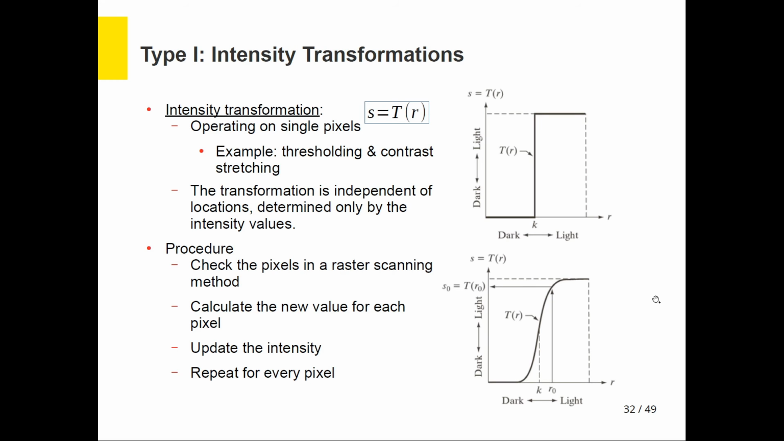You will see later on how we can define different contrast stretching functions. So these functions are independent of locations and are only determined by the intensity values. So the procedure for performing these intensity transformations is that we check the pixels in a raster scanning method. So basically one by one we calculate the new value for each pixel, and then we update the intensity in the final result, and we repeat this procedure for every pixel.